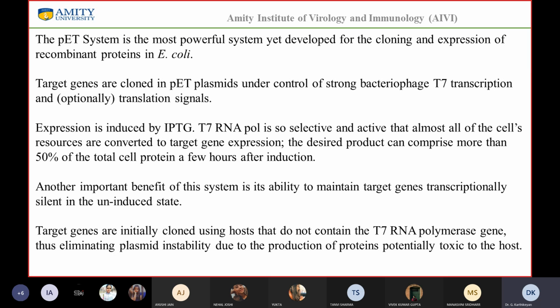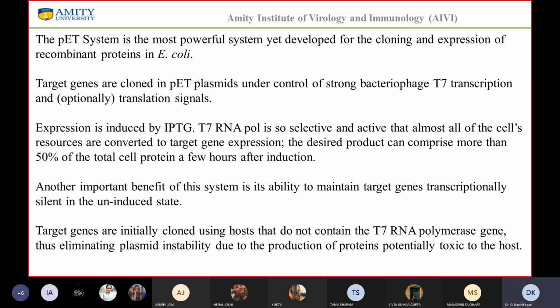Okay. The expression is induced by IPTG, and the T7 RNA polymerase is so selective and active that once T7 RNA polymerase comes out in sufficient numbers, the entire machinery of E. coli is hijacked. Okay, so E. coli essentially becomes a zombie. It doesn't translate or transcribe its own DNA. Instead, now the entire resource is devoted to the expression of this foreign gene, which is under the control of the PET expression vectors.